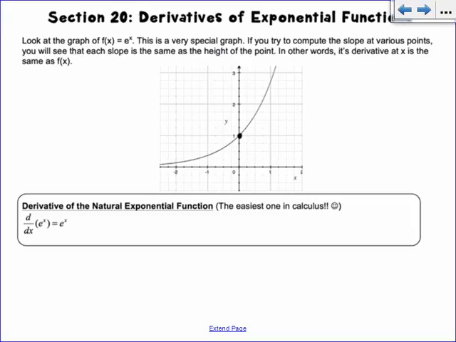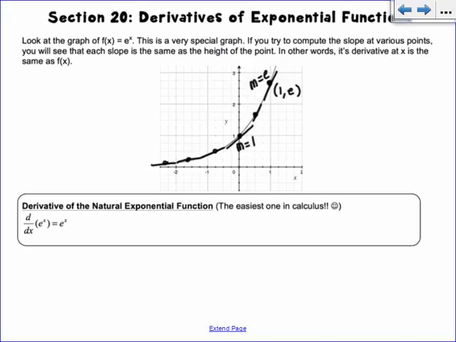So like this point is the point (0, 1). If I try to find its slope, the slope ends up being 1. This is the point (1, e). If I find its slope, it is e. So anywhere that I find the slope, it's actually the same as whatever your y value was. So the slope of e to the x is itself, e to the x.